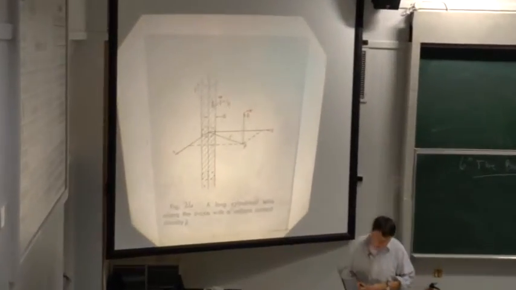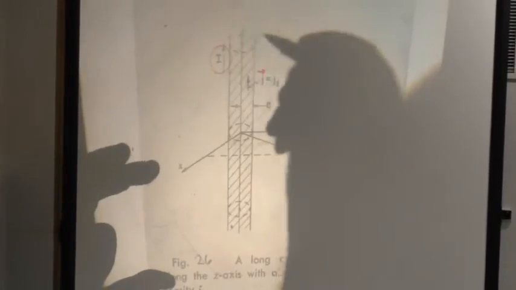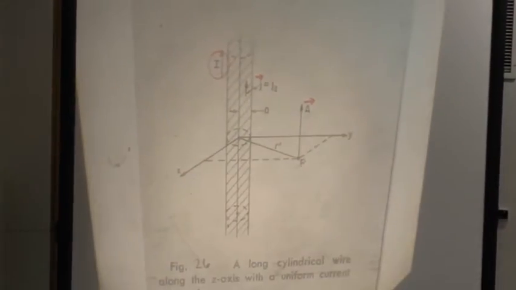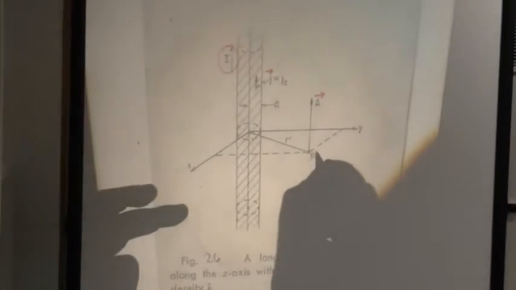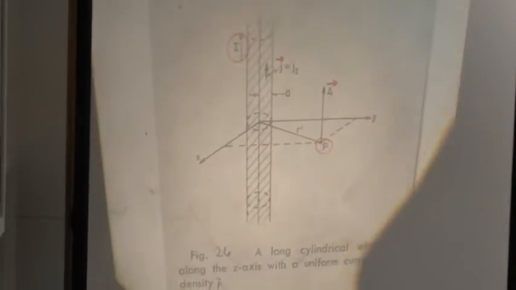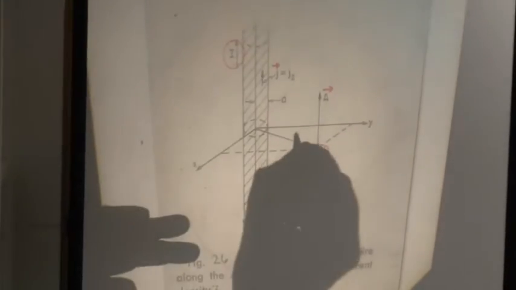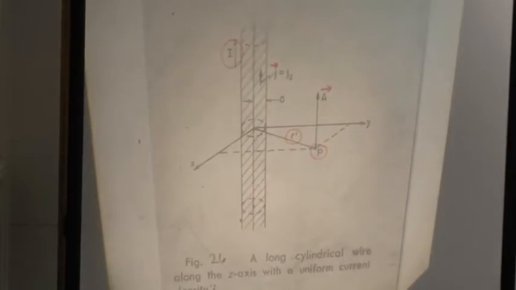And so here we've got it again. There's a wire carrying a current I. It's an infinitely long cylindrical wire, and I want to know the magnetic field at some point P at a distance r, given as r prime here, from the wire.